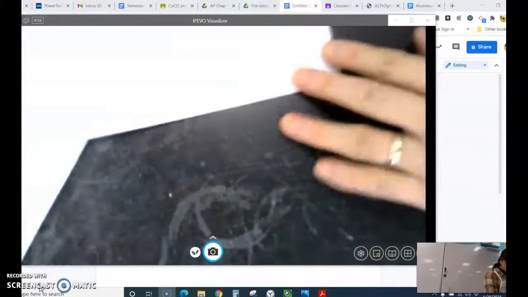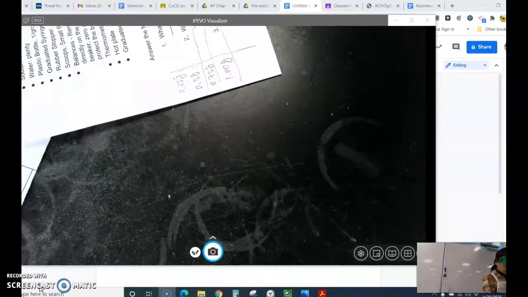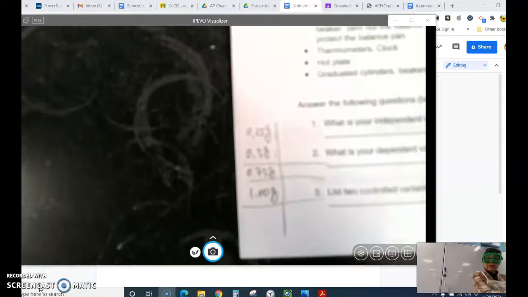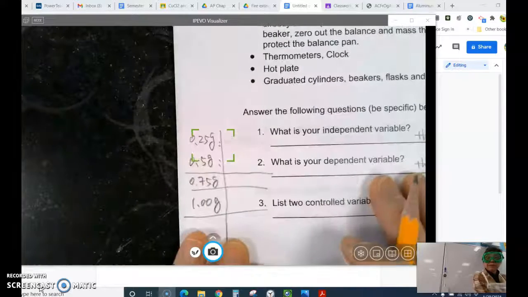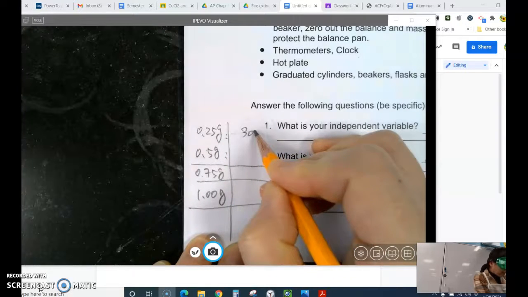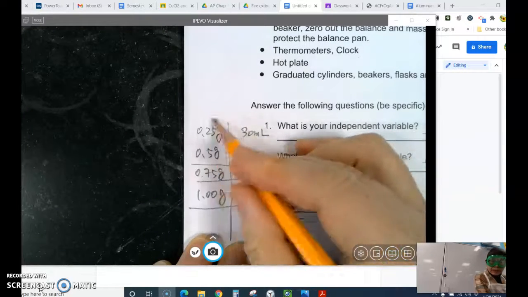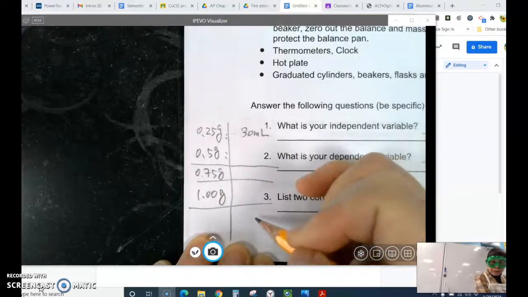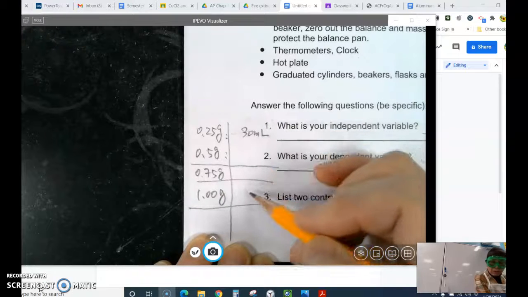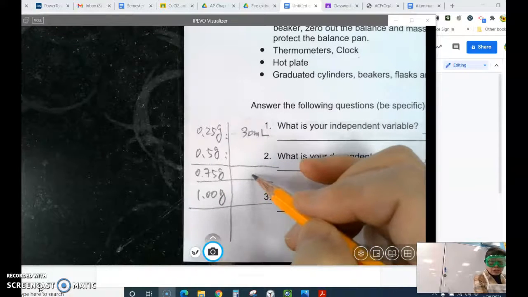Later on, you are going to make a beautiful data table. Right now, I'm just taking notes, a place to write things down. So when I have 0.25 gram, I produced 30 milliliters. Later, you are going to make a beautiful data table and label what they are: this is baking soda, this is carbon dioxide produced. Right now, I just show you what the data is.